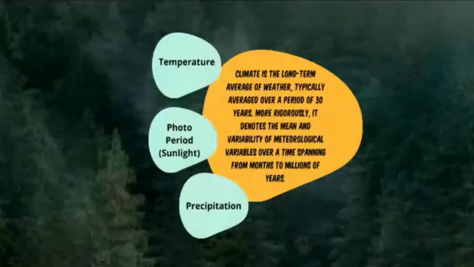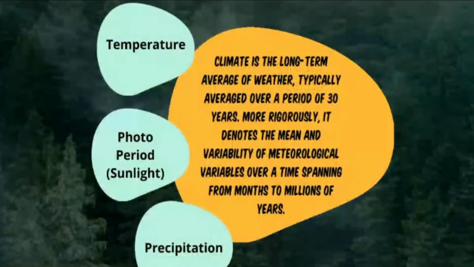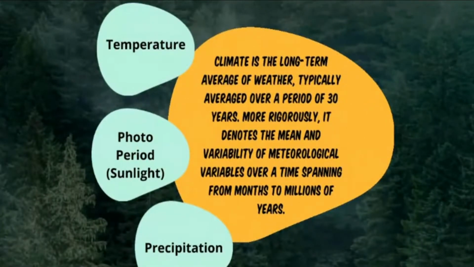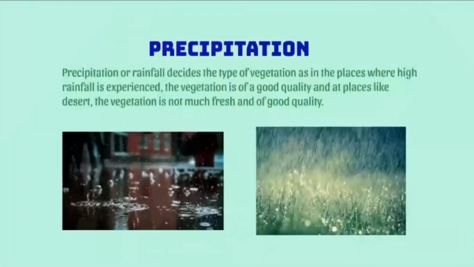So the next factor is climate. Climate is the long-term average of weather, typically averaged over a period of 30 years. More rigorously, it denotes the mean and variability of meteorological variables over a time span ranging from months to millions of years.